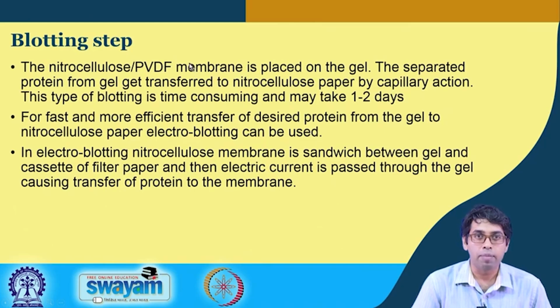So I will just cover the important steps which are unique to Western blotting. In the blotting step, as before, either nitrocellulose or PVDF membranes are used. They are placed on the gel and the protein is transferred from the gel to the nitrocellulose. We can do that either by capillary action, and it will take several days for completion. To speed up the process, we apply an electric potential so that the negatively charged proteins can quickly move on to the membrane, which is towards the positive electrode.